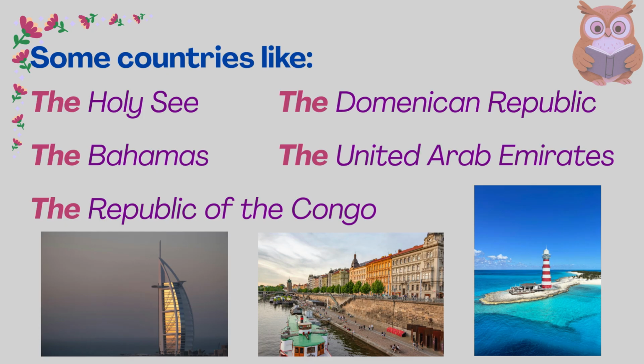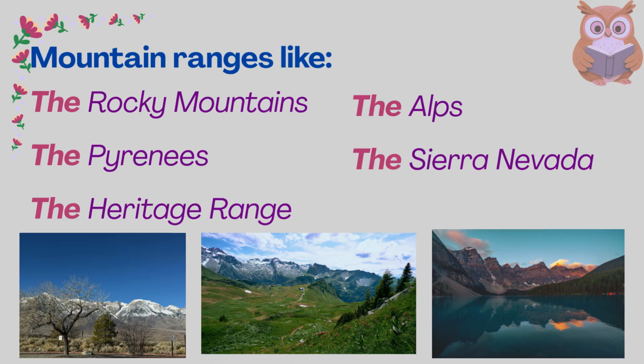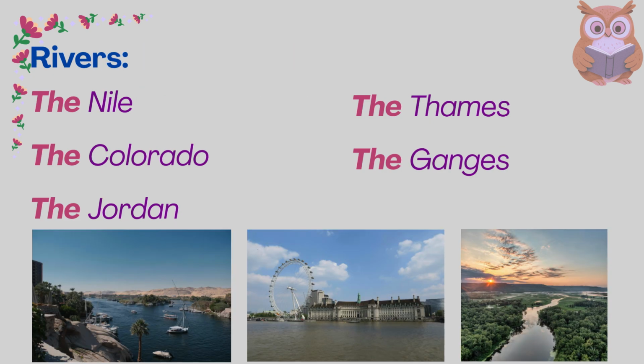Some countries like the Holy See, the Bahamas, the Republic of the Congo, the Dominican Republic, the United Arab Emirates. Mountain ranges like the Rocky Mountains, the Pyrenees, the Heritage Range, the Alps, the Sierra Nevada. Rivers: the Nile, the Colorado, the Jordan, the Thames, the Ganges.